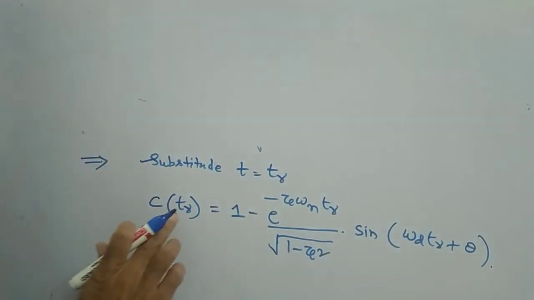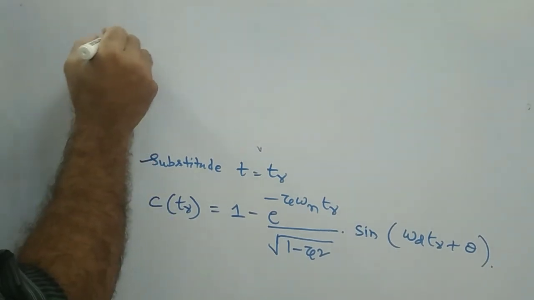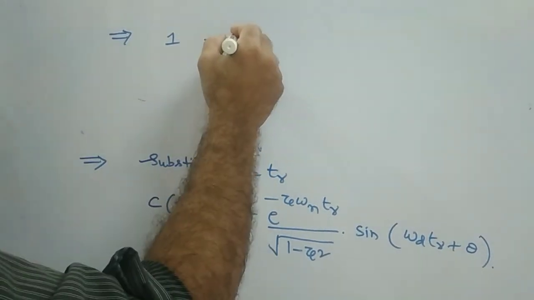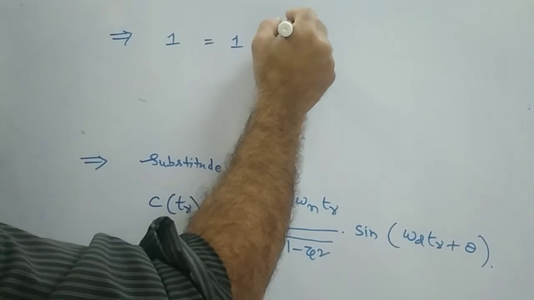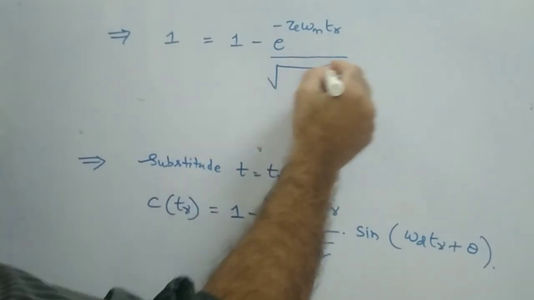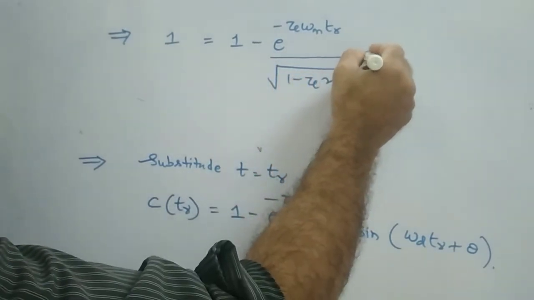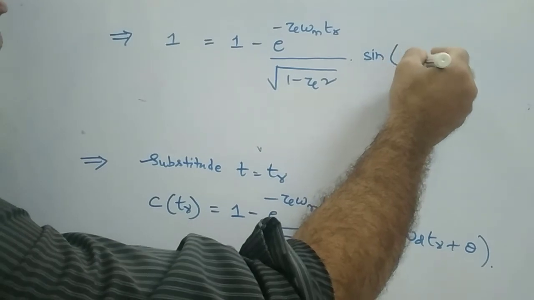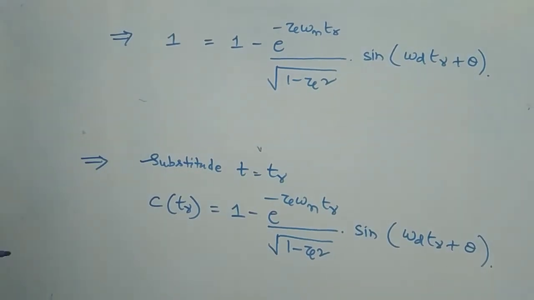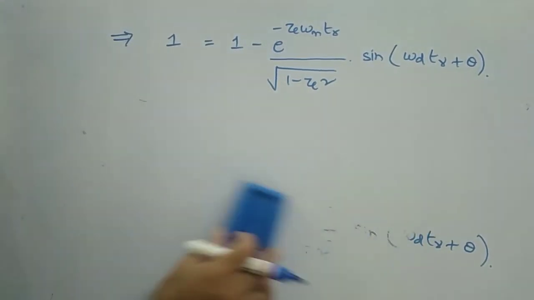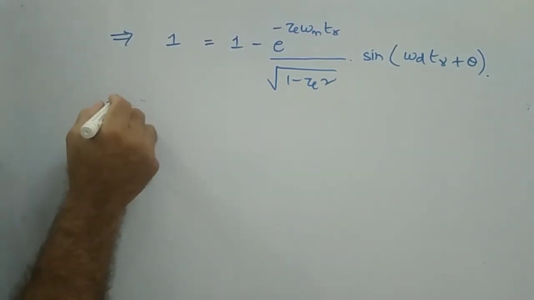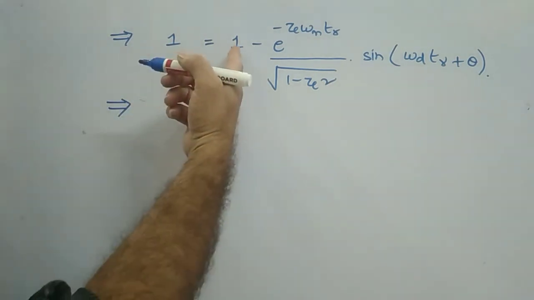Okay, then if you substitute here 1, this implies this becomes 1. Clear? 1 is equal to 1 minus e power minus zeta omega n tr by square root of 1 minus zeta square into sin of omega d tr plus theta. Clear? This is your expression. If you substitute t equal to tr, and the tr value is 1, and if you see the next simplification, what will you have? Here 1 is there, here 1 is there.